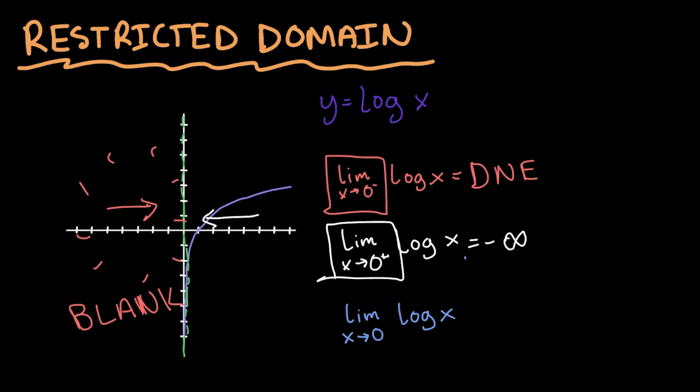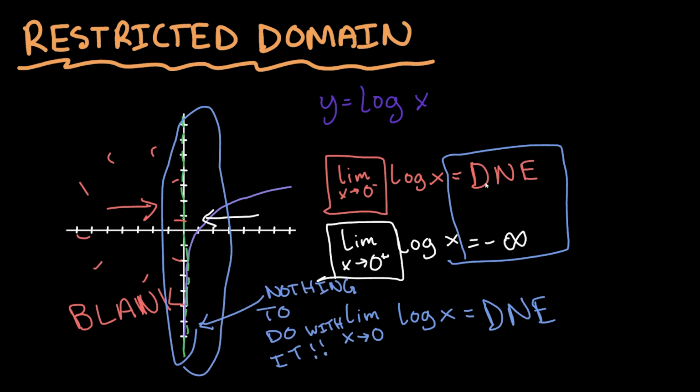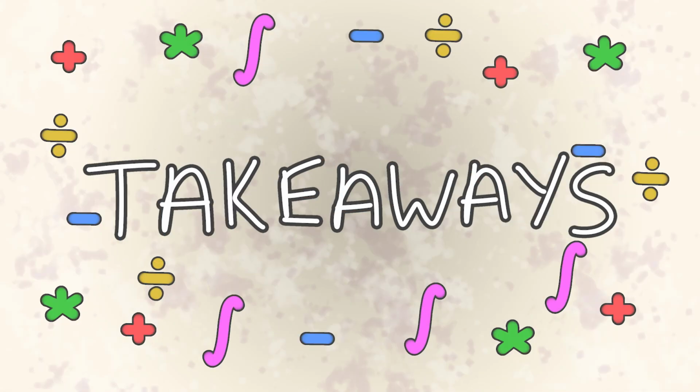Now, this is the thing to drive home. It's not the fact that there is an asymptote. It's the fact that the left and the right-hand limits do not agree. That means that the limit as x approaches 0 does not exist. Let me say that one more time. It has nothing to do with the asymptote. It has everything to do with the fact that the left and right-hand limits do not agree with each other.